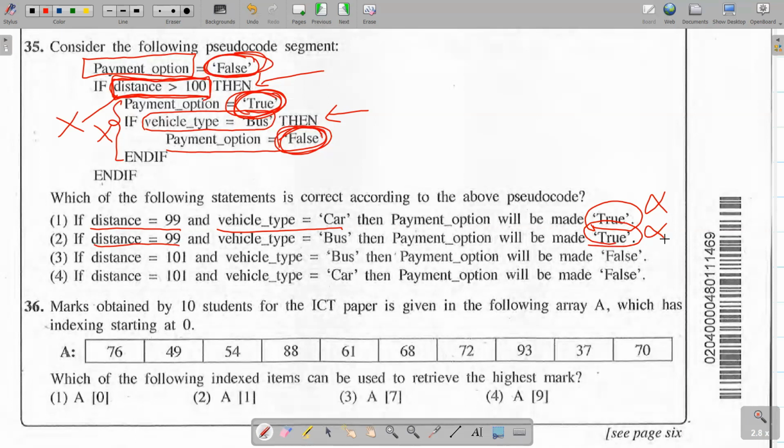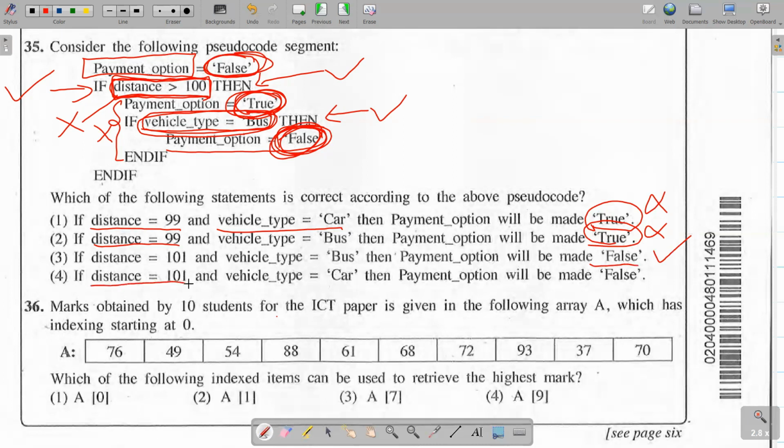If distance is 101, 101 means the first condition is correct. And the vehicle type equals bus, vehicle type equals bus right over here. That means both the conditions are true. This is true as well as this is true. Then the payment option finally goes with the false. And it says then the payment option will be made false. Yes. This is the correct answer.